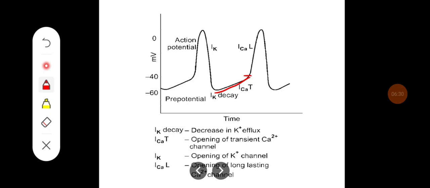In the initial part, it is because of the delay in the closure of potassium channels. Then the transient calcium channel causes the entry of calcium, and then there will be development of the threshold, which leads to the opening of the long acting calcium channels, that leads to the depolarization, and the repolarization is caused by potassium efflux.